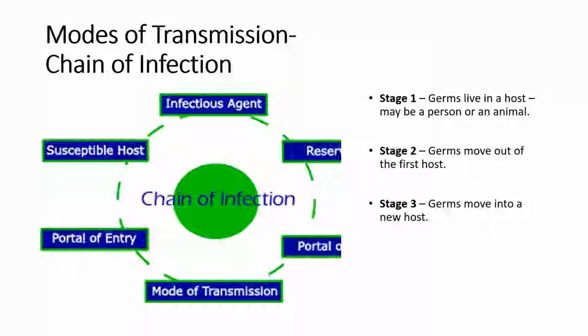Infections are spread in 3 stages. This is called the chain of infection. We have stage 1, wherein germs live in a host, which, as we said, can be a person or an animal. And then in stage 2, the germs move out of the first host. And then in stage 3, germs move into a new host.